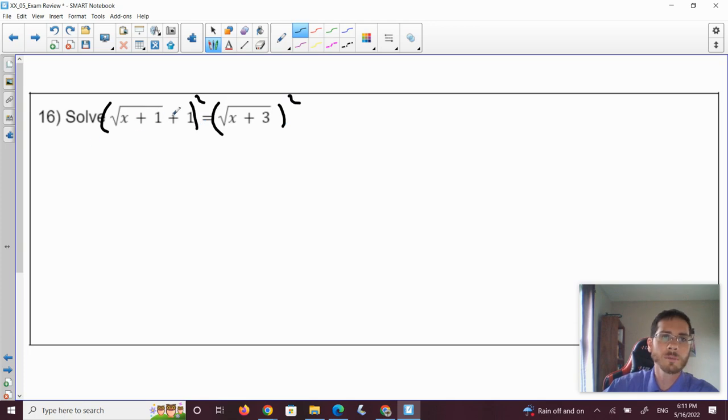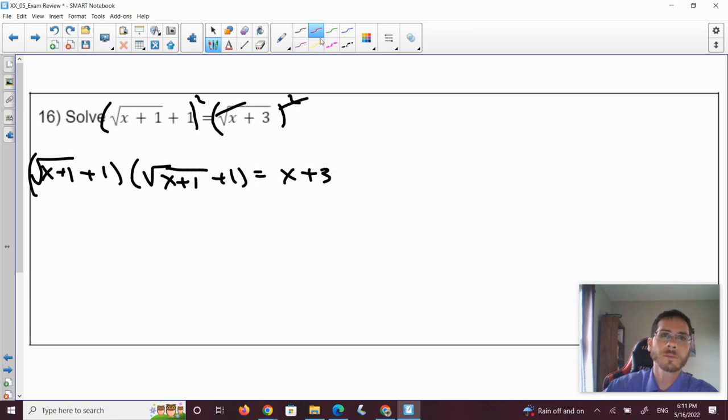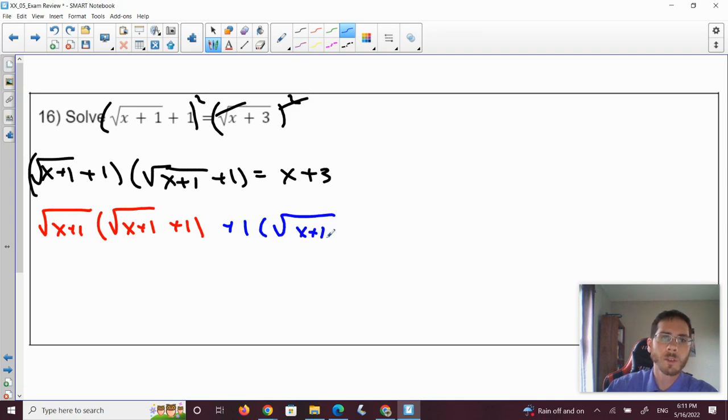So this side is going to become x plus 1 times square root of x plus 1 plus 1. This side, at least it's nice. At least those cancel, and we just get x plus 3. Now over here, again, we would have to double distribute. I'm going to go through the whole big process. There is a fast way to do it. You could just note the trick, but we'll go through the whole thing. Plus 1, square root of x plus 1 still equals x plus 3.